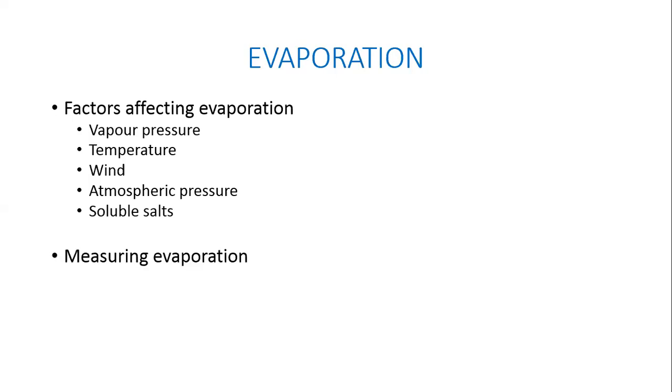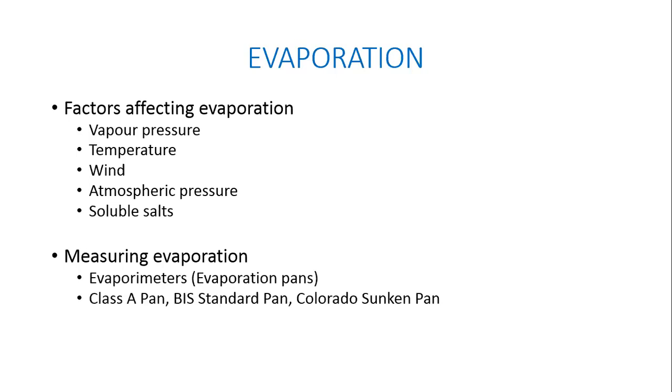In terms of measuring evaporation, there are multiple ways of doing it. We'll talk about three basic methods. The first one is using what is called an evaporimeter, or an evaporation pan. There are different types of pans which estimate evaporation. There's the Class A pan, which is popularly used in the US. In India, we have the BIS standard pan. There's also another pan called the Colorado sunken pan, which is also popularly used in the US. So these are all used.